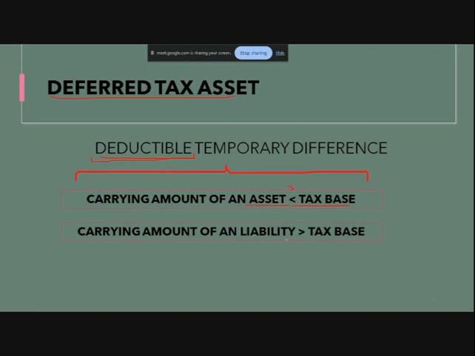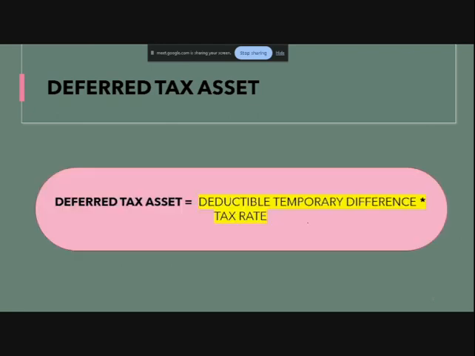Carrying amount of liability will be greater than tax base. In the other case, it was lower than. So the equation for finding deferred tax asset is just the same. In deferred tax liability it is the taxable temporary difference, but in deferred tax asset it is the deductible temporary difference multiplied by the tax rate.